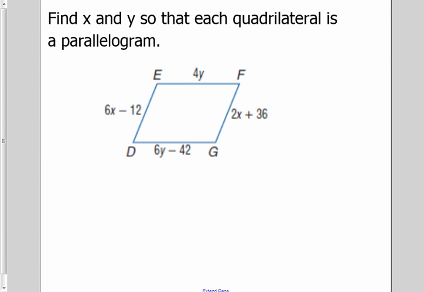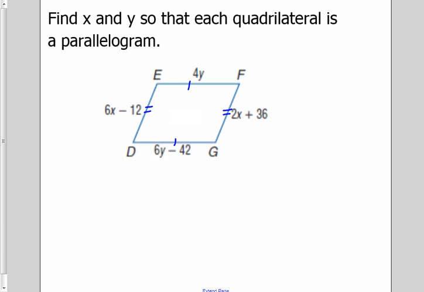Okay, so what we're going to do now is this one. See if we can figure this one out. It says find x and y so that each quadrilateral is a parallelogram. Okay, so we know from our rules opposite sides are congruent, opposite angles are congruent. So if these are opposite sides, then those two are congruent. These are opposite sides as well, so those two are congruent.